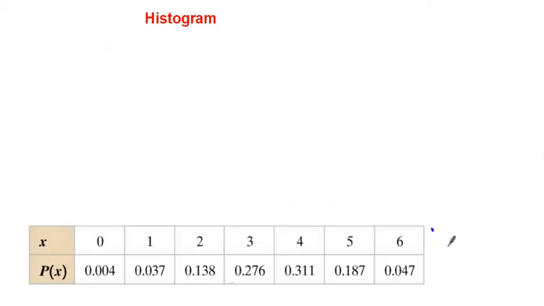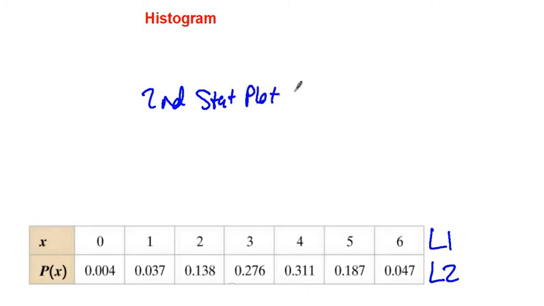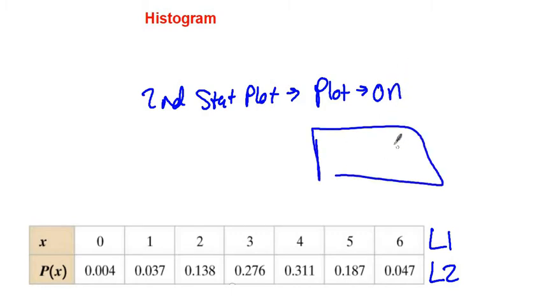And the answer is you'd put this in L1, you would put that in L2, and then you do the following. You go to 2nd STAT PLOT, which is right above Y=. Select the first one and make sure your plot is turned on. You'll see an on-off selection. Turn it on. And then they give you a bunch of types, and the histogram is the one on the far right. It's got a bunch of bars on it, so select that.